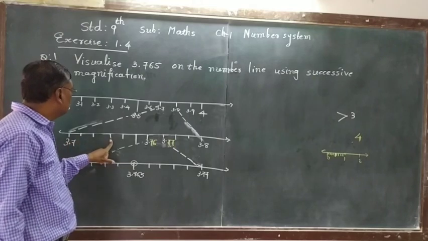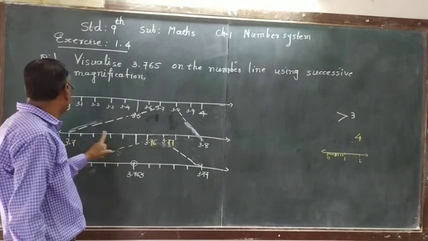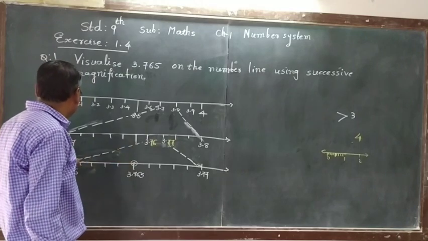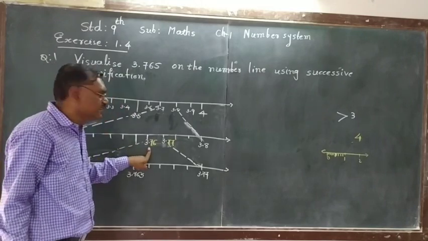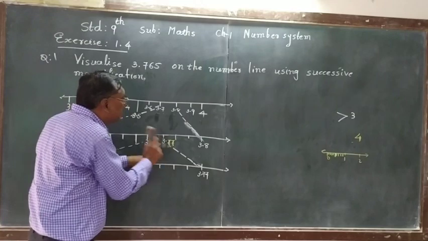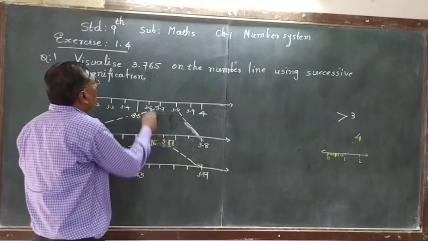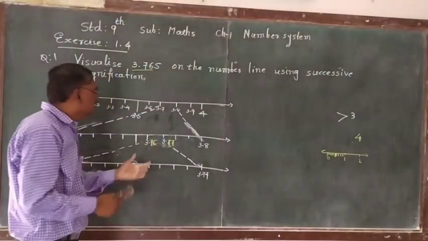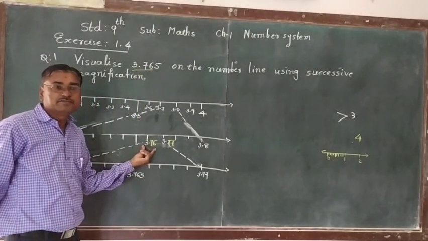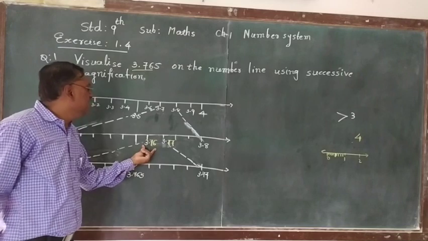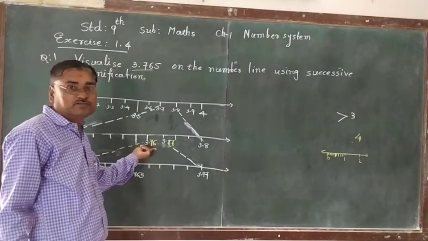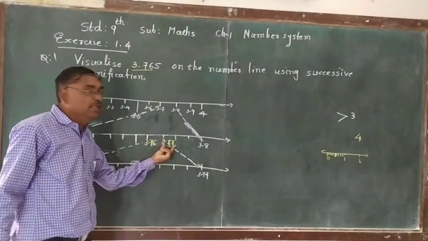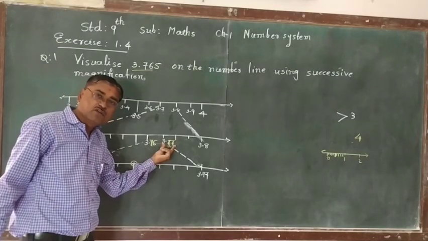3.72, 3.73, 3.74, 3.75, then 3.76, and then 3.77. So our number obtained from here to here is 3.76. This is already here. Now we need another 5. So our next number is 3.77.